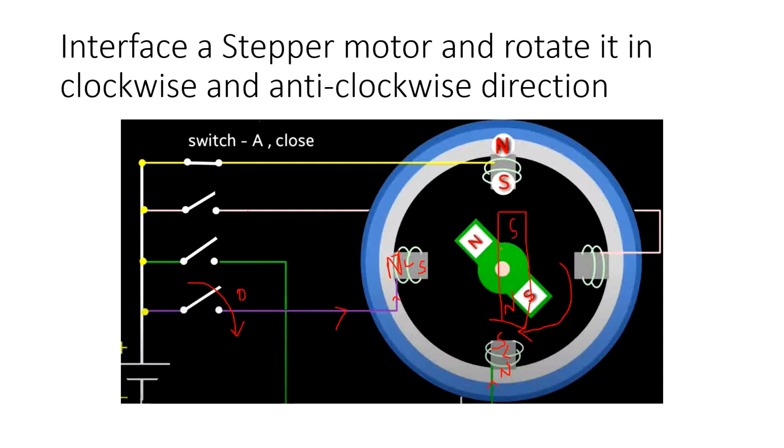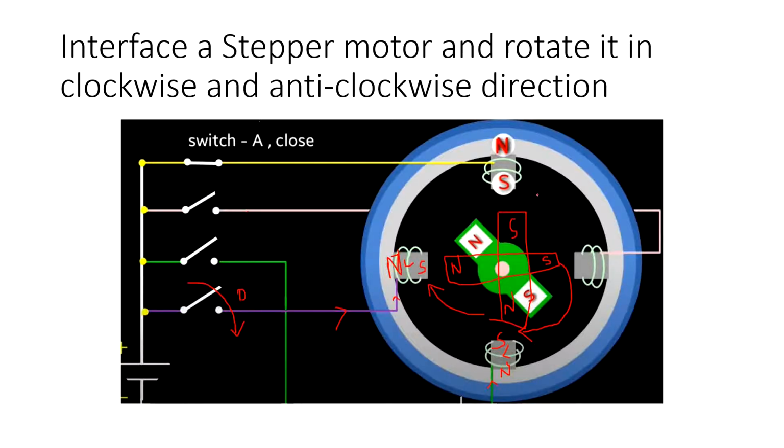This one is south. So when you energize D, again this north pole gets attracted by the south pole. So that's why again the direction of the stepper motor will be in this direction. This is my north pole and this is my south pole.